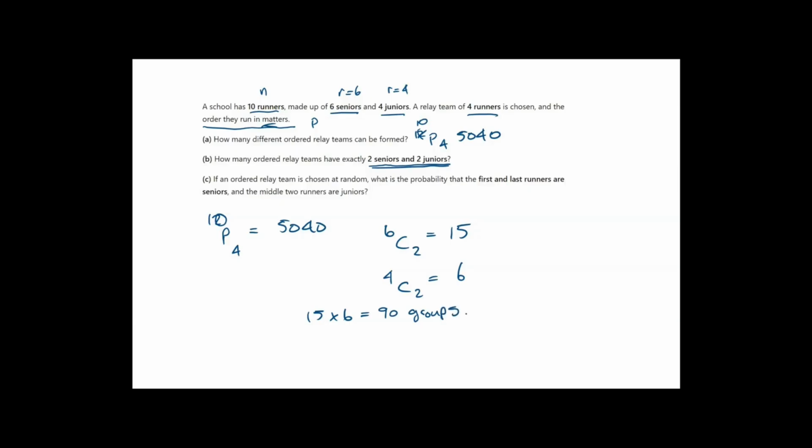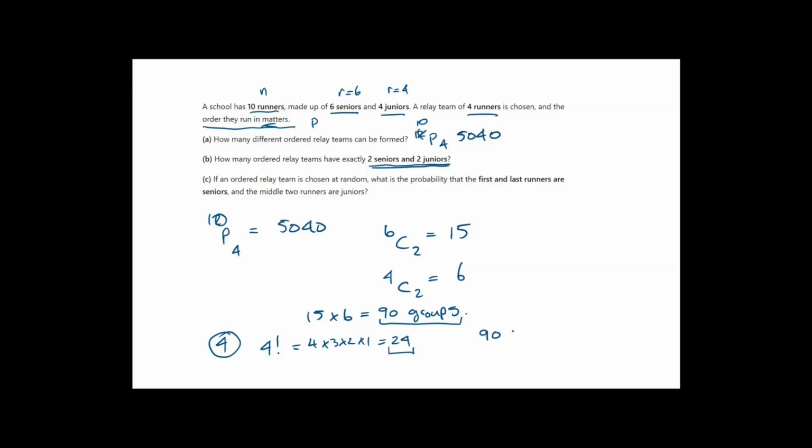Now these groups have to be sorted out in order. So once we have those 4 in the group, how many orders of those 4 can we find in any of those groups? The order does matter, but we're using all of them. So the answer for that is going to be 4 factorial, which is 4 times 3 times 2 times 1, which is 12 times 2, which is 24.